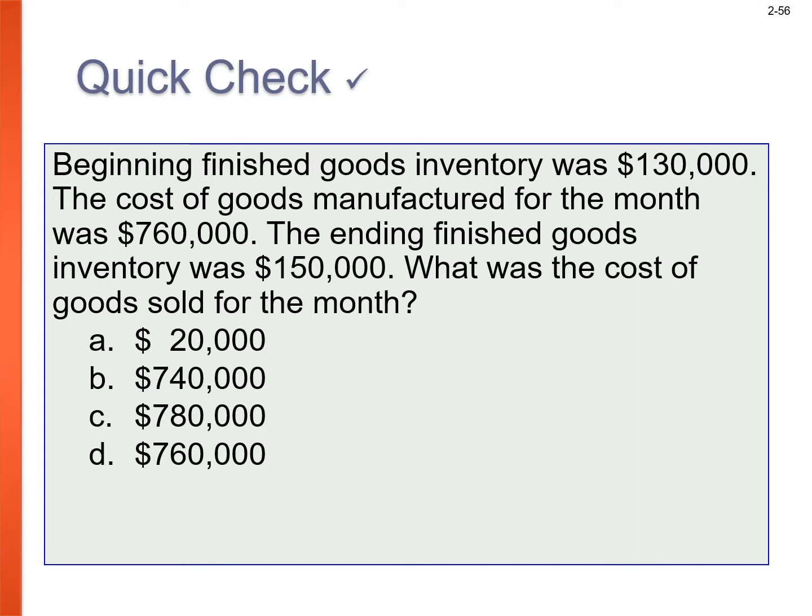Beginning finished goods inventory was $130,000. Cost of goods manufactured for the month was $760,000. The ending finished goods inventory was $150,000. What was the cost of goods sold for the month?